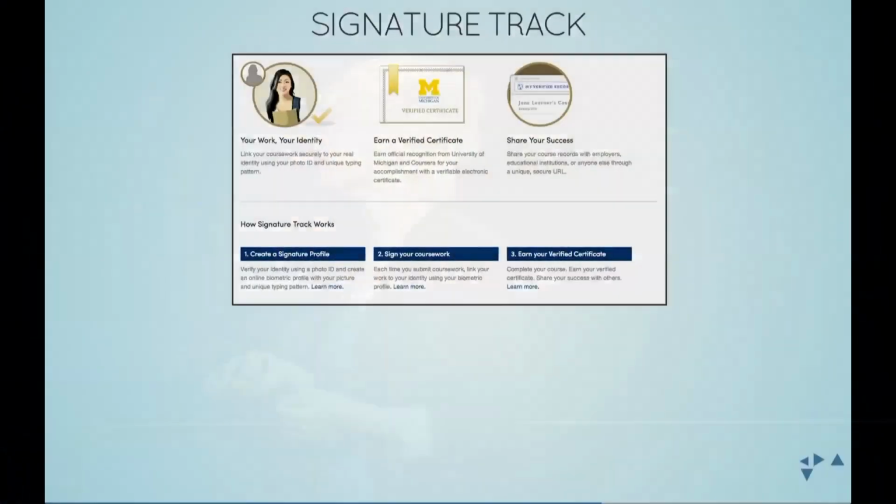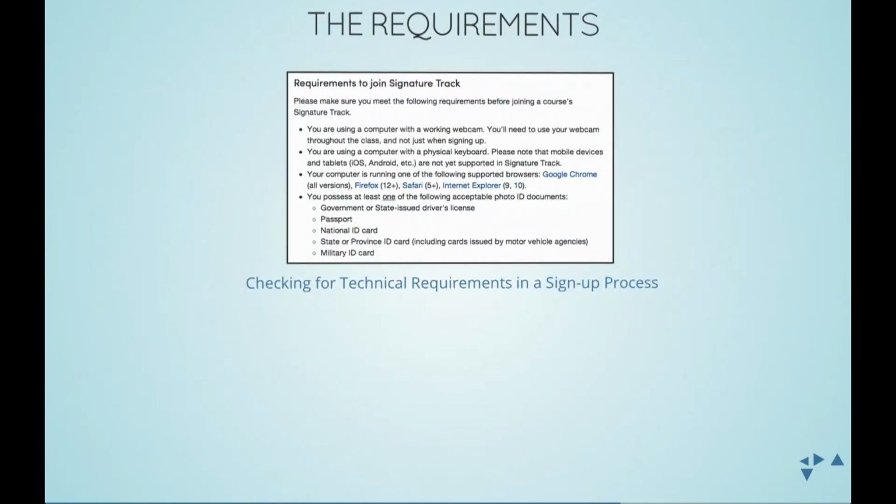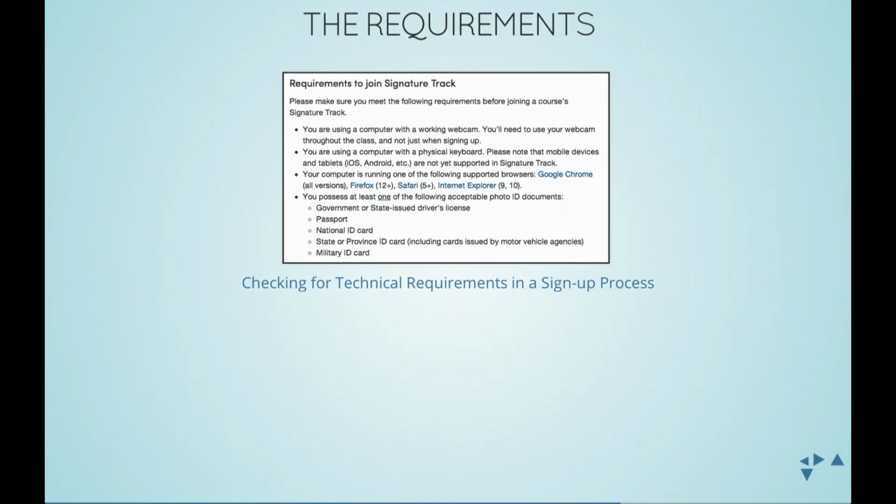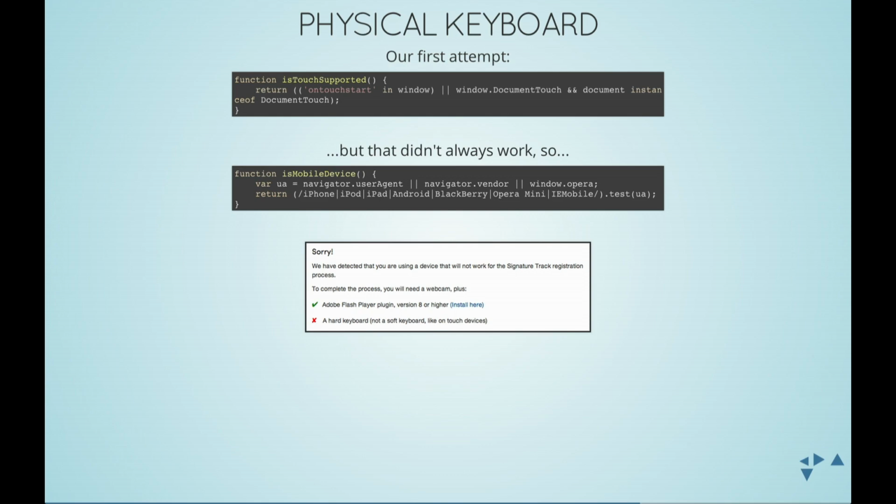So the requirements were that you needed to have a physical keyboard, because we do this keystroke biometrics algorithm, and it doesn't work so well on soft keyboards. So we wanted you to have a real physical keyboard. You needed to have a webcam, because we took a picture of your face every time you took a quiz and when you signed up, and to match it to your ID. So we couldn't have you do it if you didn't have a webcam. And you needed to have a modern browser, and also you needed to have Flash, because we were using Flash to get the webcam stuff. I know that you can do it in HTML5, but it didn't work so well. So I needed to figure out how to do checks for all of these.